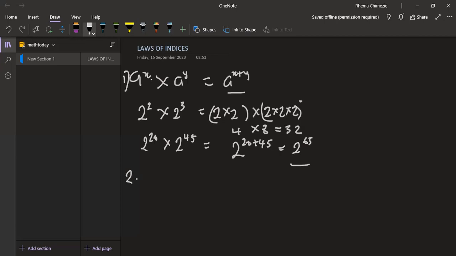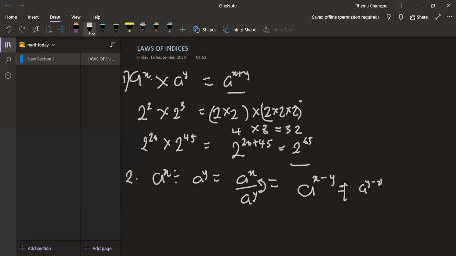The second law we're going to look into is also similar to that. If I have a raised to power x and I divide by a raised to power y, that is exactly as good as writing a raised to power x over a raised to power y. These two expressions happen to be the same. So what you do is you take the base and you subtract, you say x minus y. You subtract the power of the denominator from this, not the other way around, not a raised to power y minus x. That is wrong. Rather, you do the opposite.